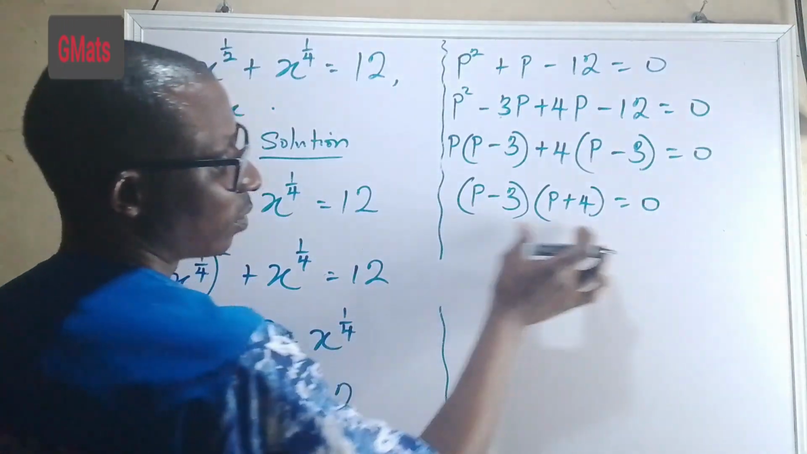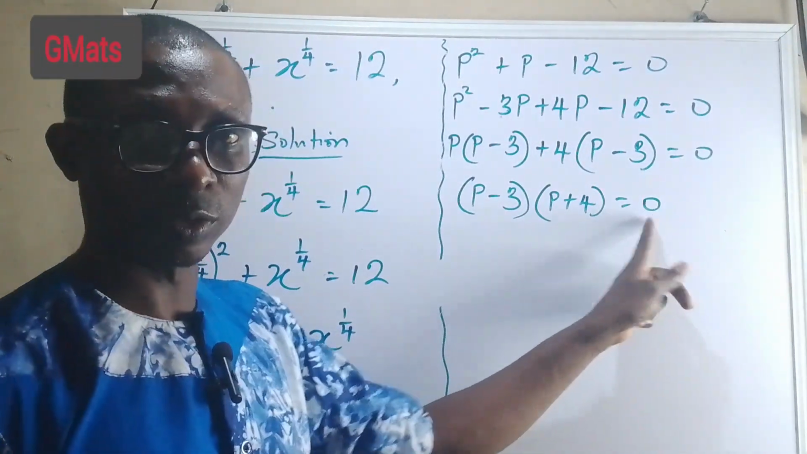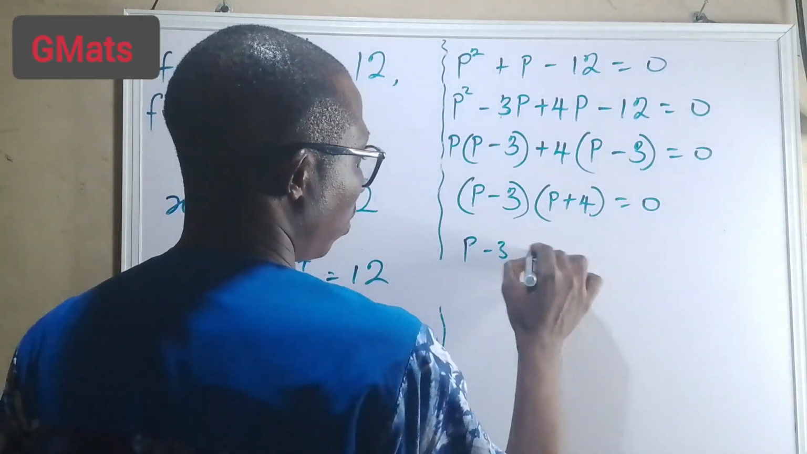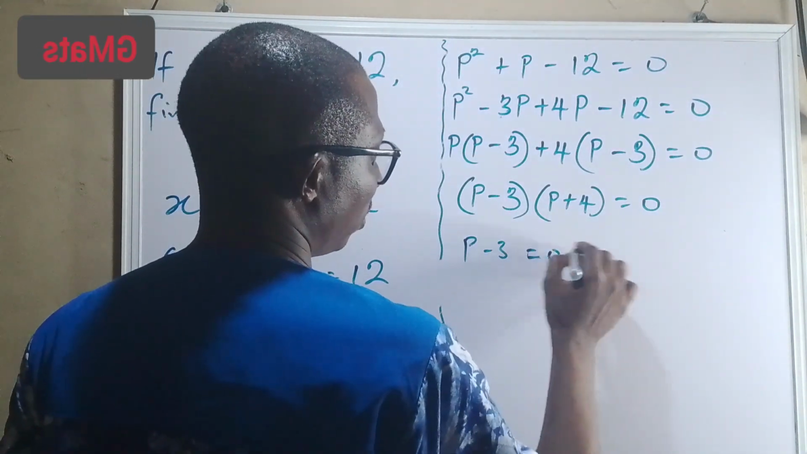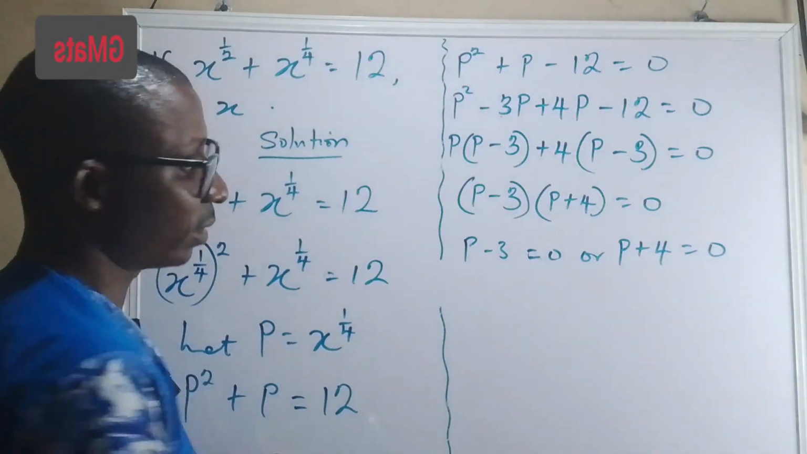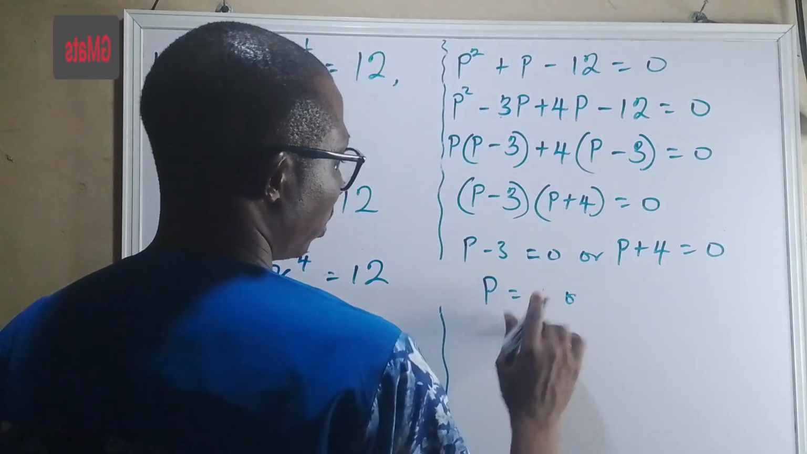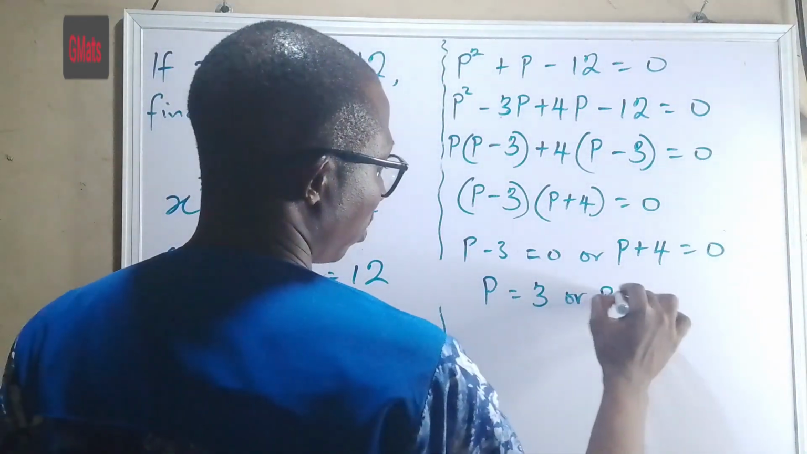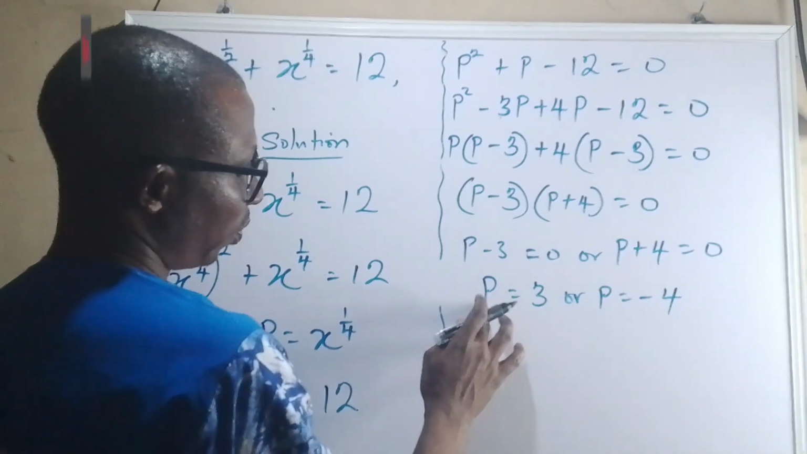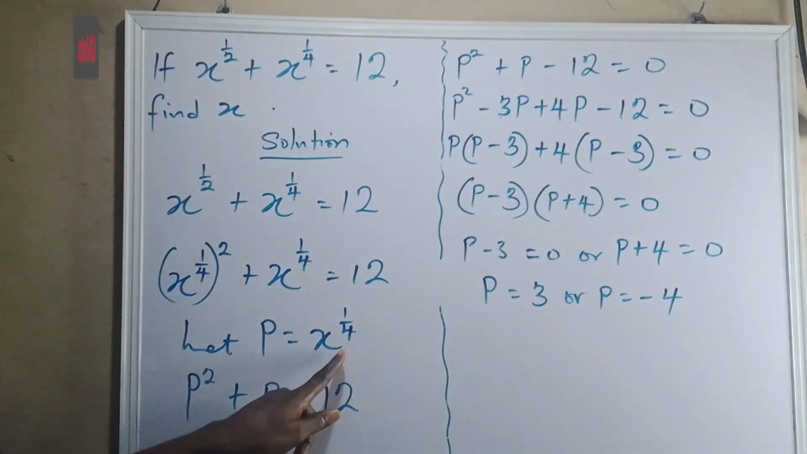Now we have two terms multiplying each other to get 0. So it's either p minus 3 is 0, or p plus 4 equals 0. You get that? So you have p equals 3 or p equals minus 4. Right? So now p is the same thing as what? x raised to the power of 1 over 4.